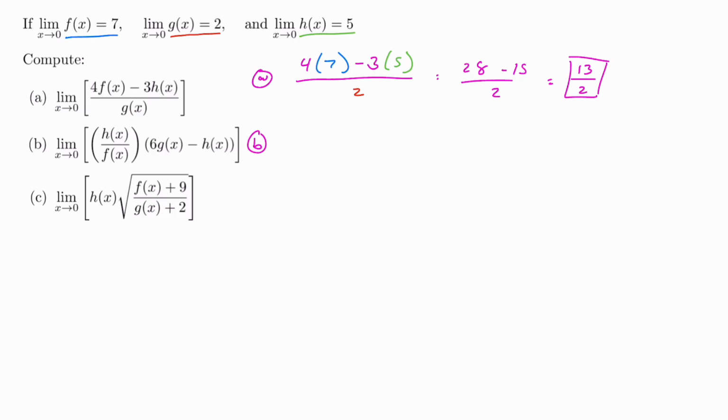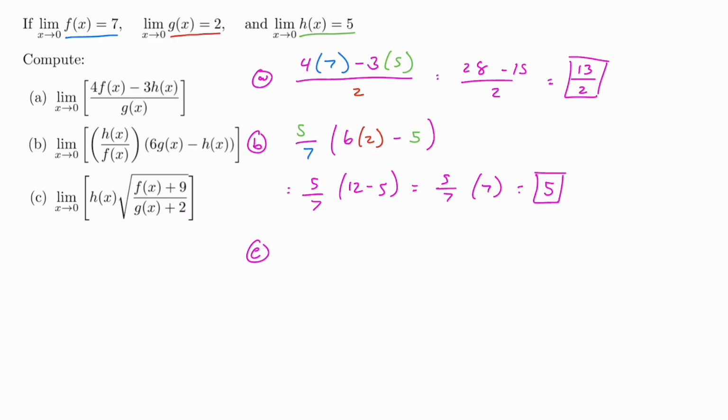For B, we have h of x divided by f of x, and this is multiplied by 6 times g of x minus h of x. So this is equal to 5/7 times 12 minus 5. So that is going to be 5/7 times 7. 7 cancels out, and we end up with 5.